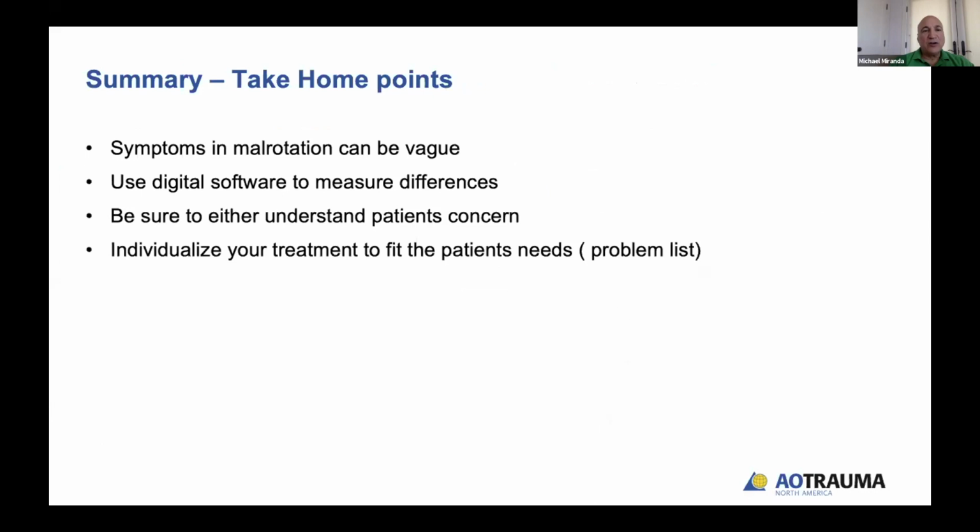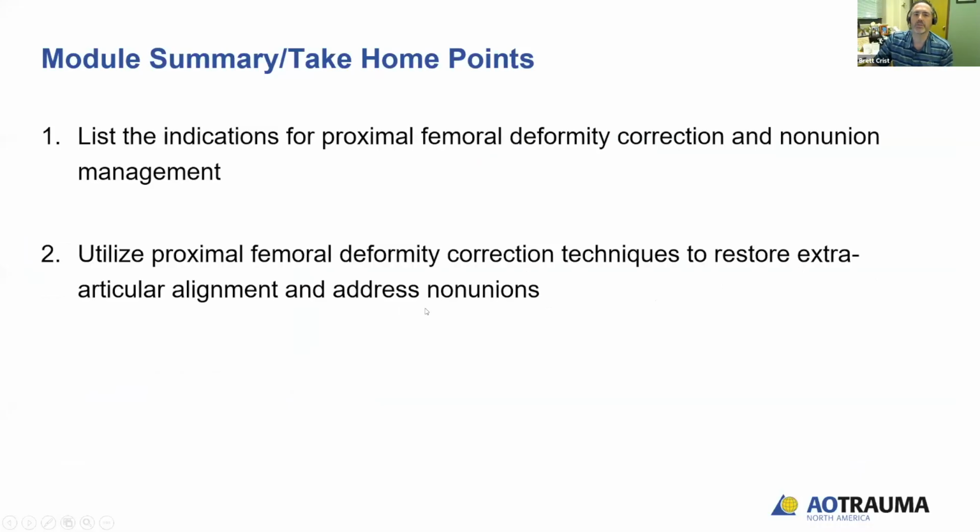So the take-home points for this particular talk are that symptoms and malrotations can be vague. It's really helpful to use digital software to measure the differences. This way you can be consistent. And you want to make sure that you understand the patient's concern and individualize your treatment to fit the patient's needs, and do so via a problem list. Thanks for your attention.